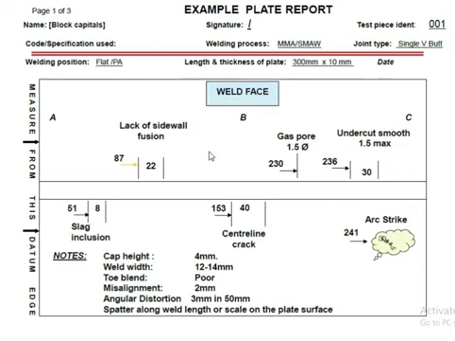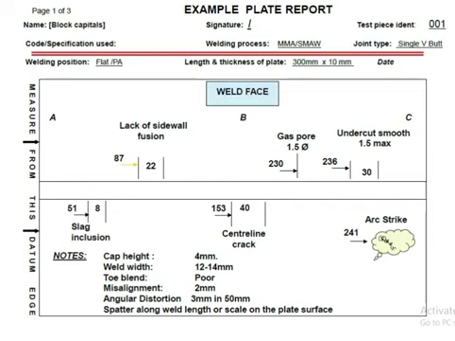Actual defect, what is there? Note the cap height is 4 mm, weld width is 12 to 14 mm. So you have to mention here also 12 to 14 mm. Toe blend is 4, misalignment is 2 mm, angular distortion is 3 mm in 50 mm, spatter along weld length or scale on the plate surface. So this one is the weld face.